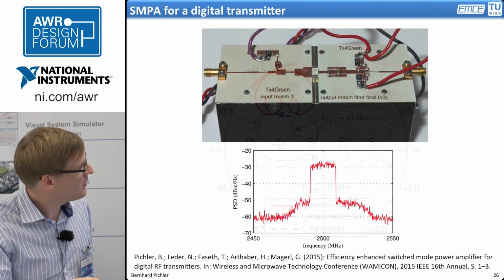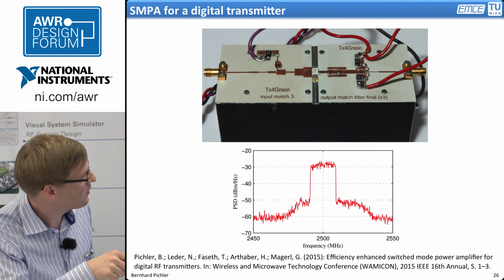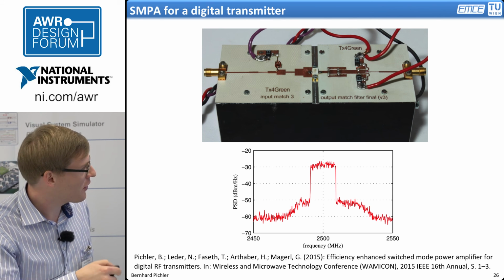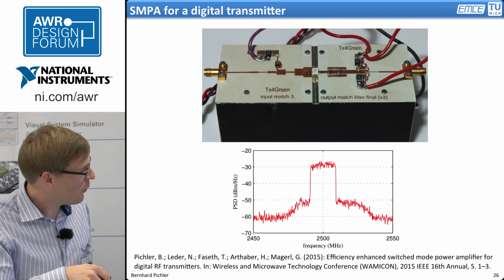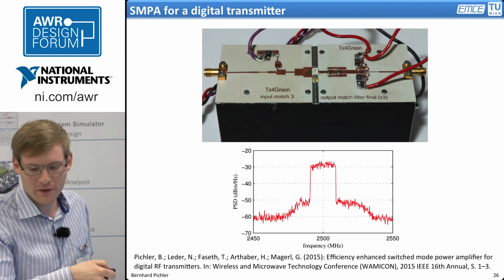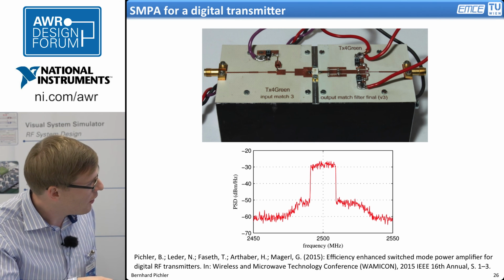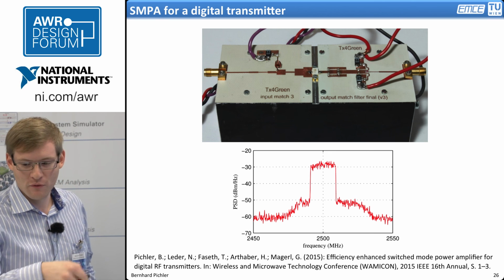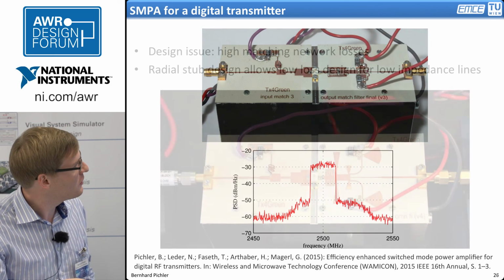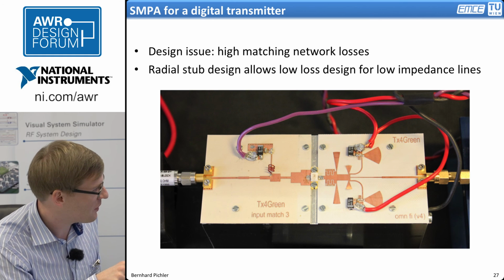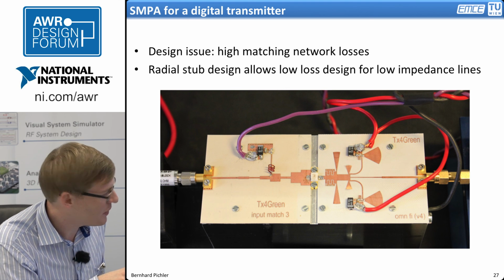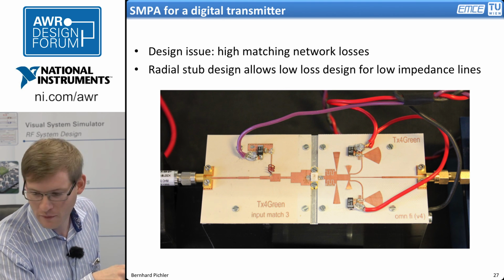And if you build this and measure it, as you can see here, input match, output match, biasing and the transistor, you end up with a perfectly working switch mode power amplifier, where you have as output signal this RTE signal with a little bit of nonlinear distortion added by the transistor and power amplifier, and the quantization noise in the side lobes is gone. So it works. And as a second try, I also tried to remove those high losses, so I ended up with a design using radial stubs and some interdigital structures to build these low impedance transmission lines, which also works very well.